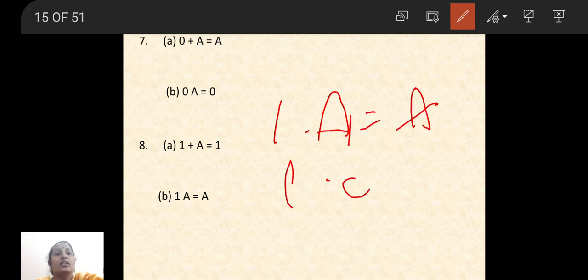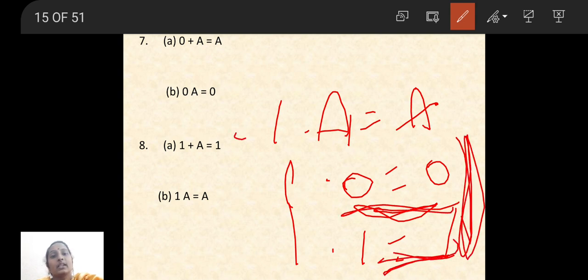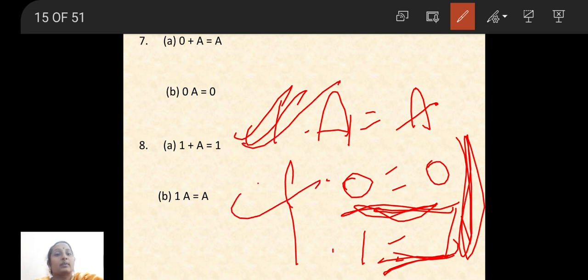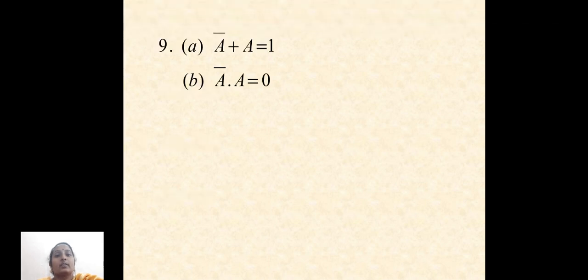For example, 1 into 0, we are getting what? 0, the variable, we are getting here. 1 into 1, we are getting what? 1. But not all the time 1. In addition, we are getting 1. In multiplication, we are getting that variable. Is it clear? Okay.